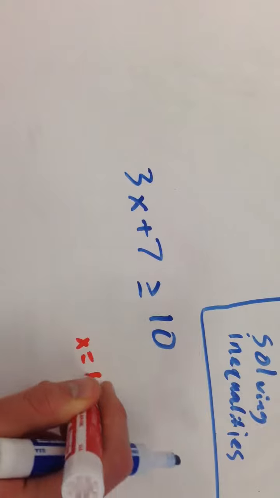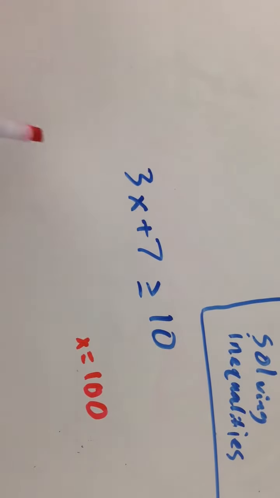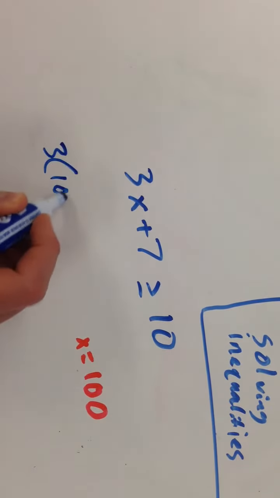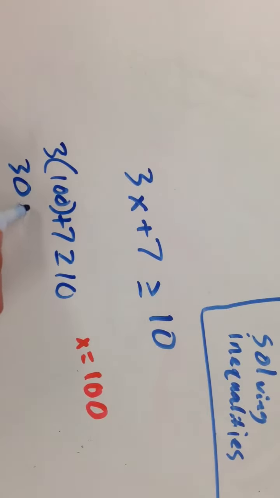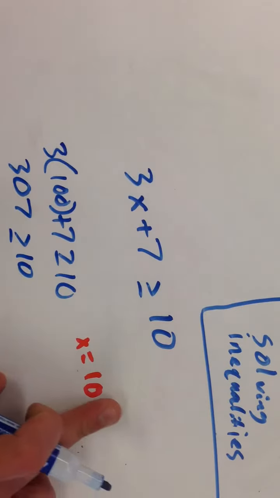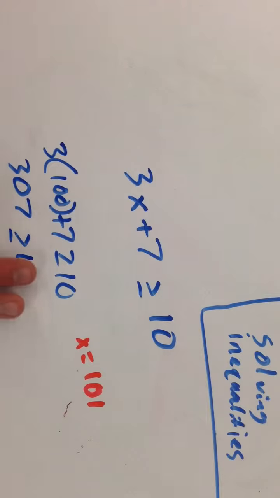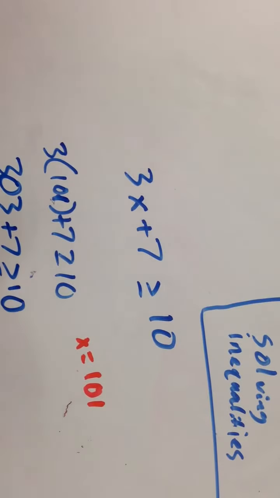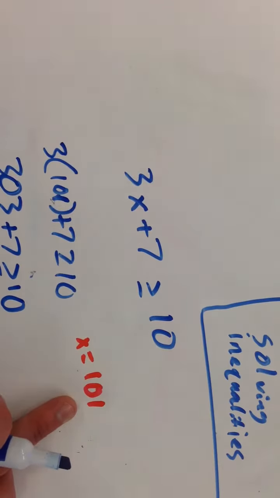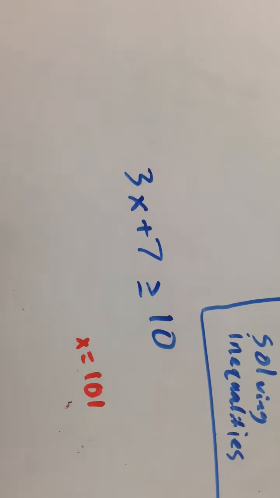What if x was 100, right? If x was 100, this would be 3 times 100 plus 7. Is that greater than or equal to 10? Well, that's 307. Is that greater than 10? Yeah. I could change this to 101, right? And what we'd have here is 303 plus 7. Is that greater than or equal to 10? Well, that's 310. Okay. I could do this with 101, 102, 103. There's actually an infinite number of answers that make this work.